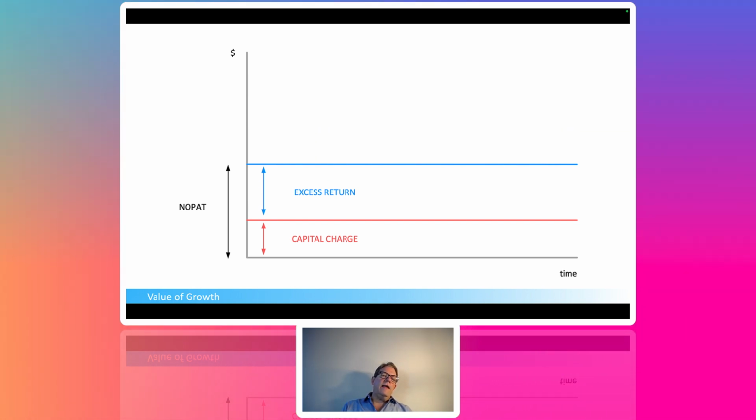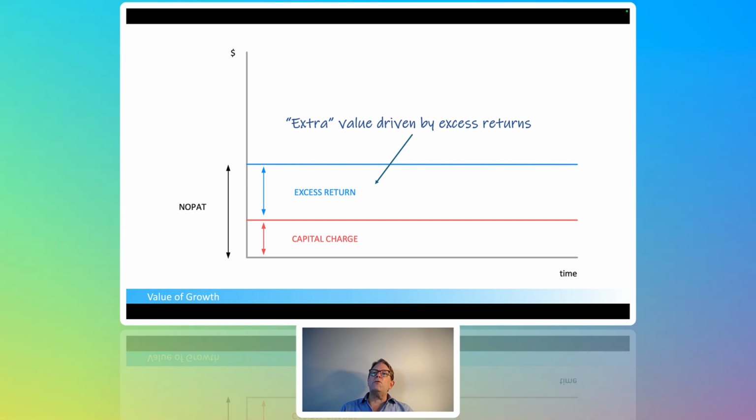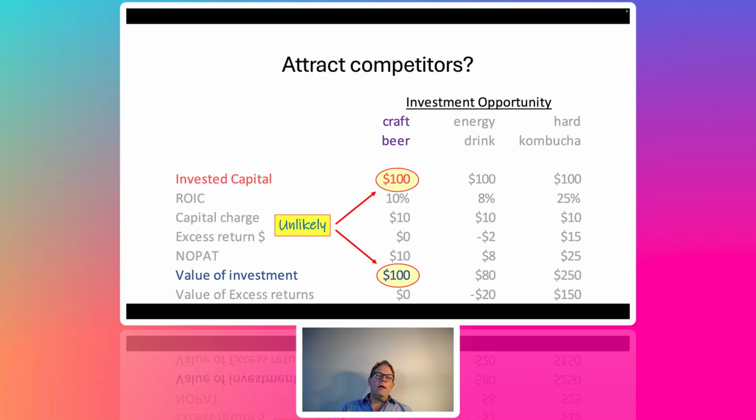And you can see that excess returns can be 0 or negative. But if you have positive excess returns, that's going to create extra value. There's an extra layer of value, but it's dependent on the company being able to hold those excess returns. Now we see that if those excess returns attract competition, it's the excess returns that get driven away. And the value of the company ultimately will just be the value of its capital charge, which is its invested capital. So if that attracts competition, that will get eroded away.